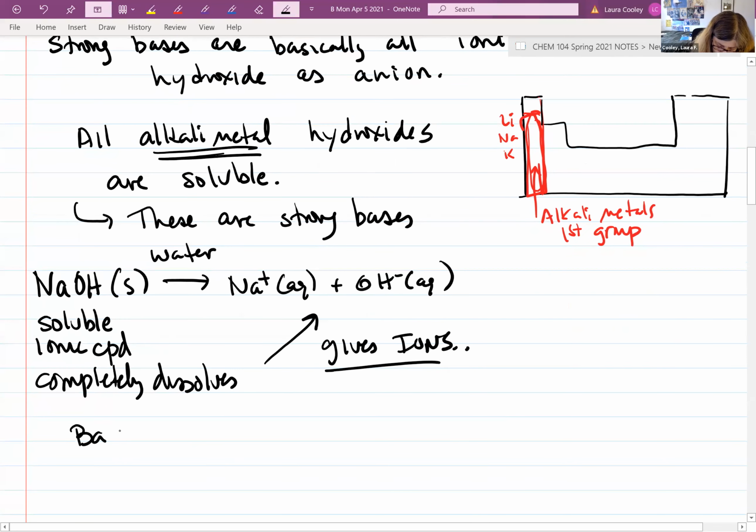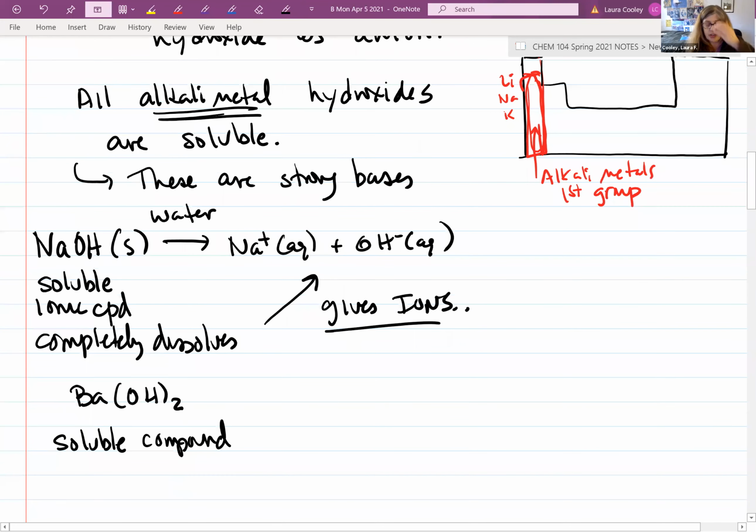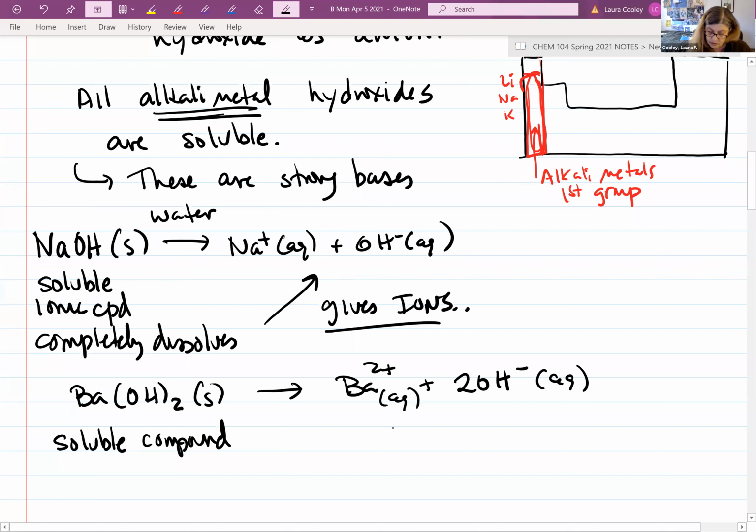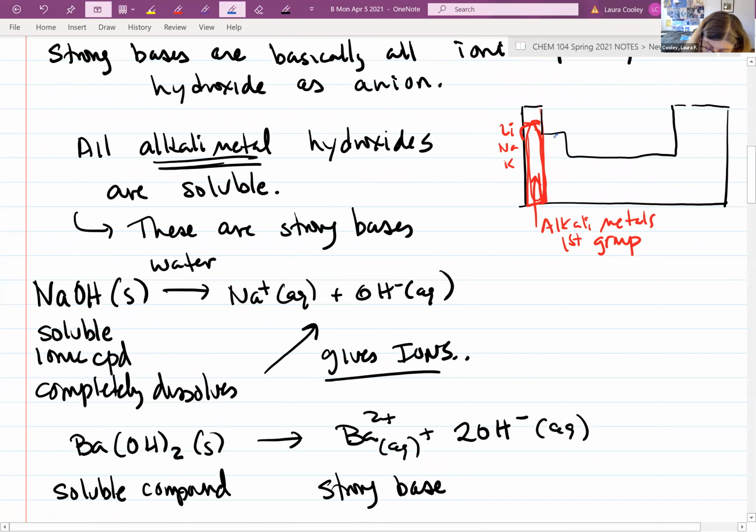Here's barium hydroxide, which is considered a soluble compound. Well, it's somewhat soluble. So up to a certain molarity, this is what would happen. It gives barium ions and 2 hydroxide ions. It dissolves up to about 0.05 molar or something like that. So that is a strong base. That's in the second column of the periodic table. So barium is over here, group 2.